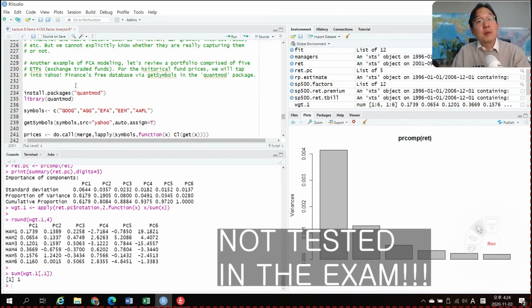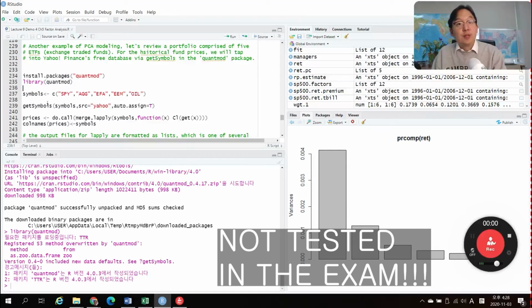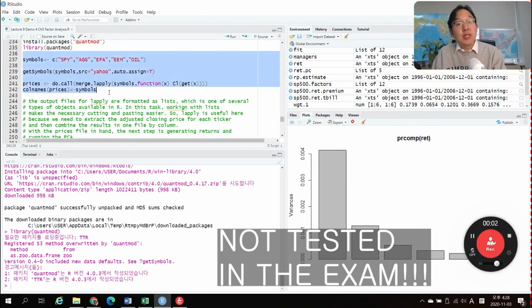Another example of PCA modeling, let's review a portfolio comprised of 5 ETFs, exchange traded funds. For the historical fund prices, we will tap into Yahoo Finance, which is a free database, via getSymbols in the quantmod package. So we install the quantmod package first. Good. So the quantmod library is activated.